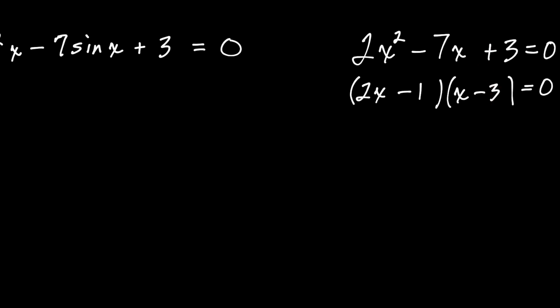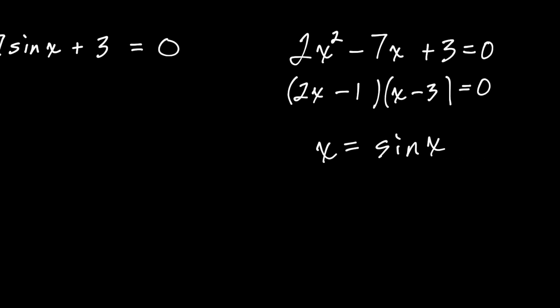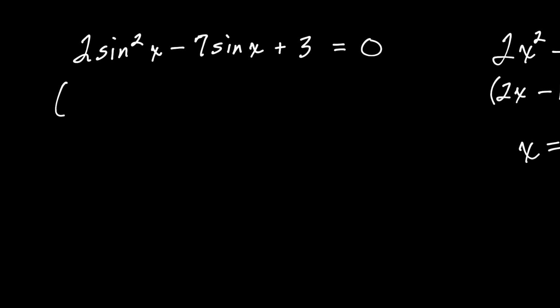So just imagine that you let the sine of x be equal to x. If you were to think of it this way, it would be a little bit easier to factor this one. So this would be sine x and sine x. So 2 sine x times sine x is 2 sine squared x.